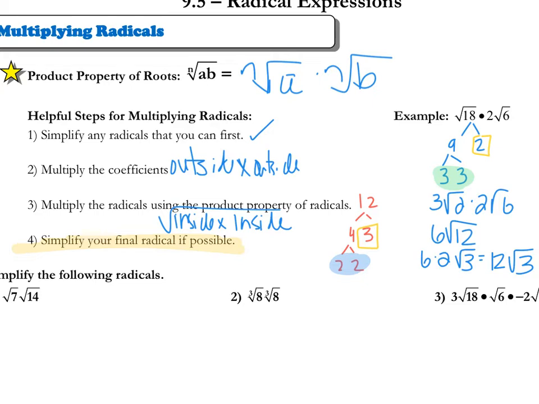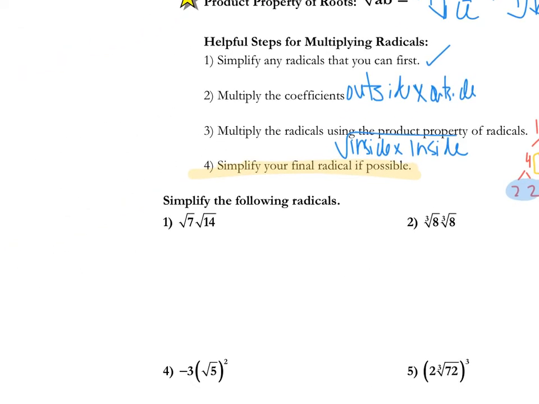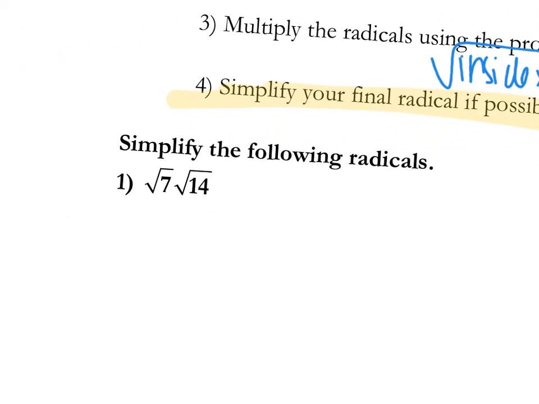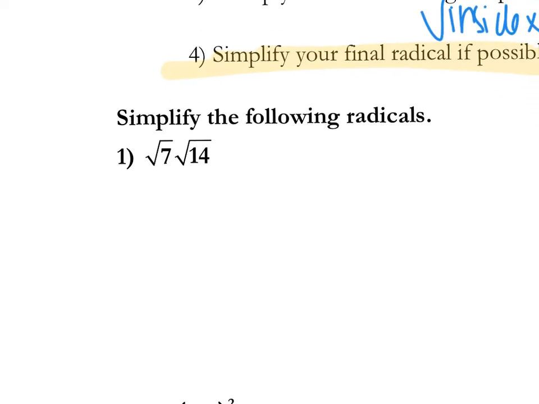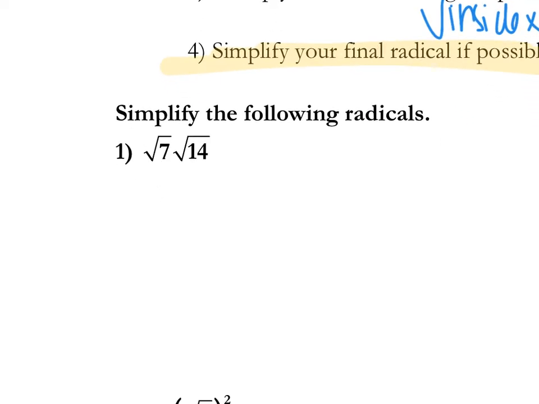Okay, so let's take a look at example 1. Okay, first of all, see if you can simplify either radical. Well, 7 breaks down to 7 and 1, 14 breaks down into 7 and 2, so we can't combine anything. So let's go ahead and multiply these two radicals together.